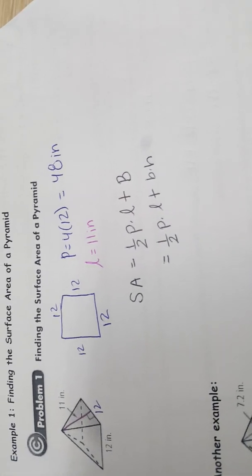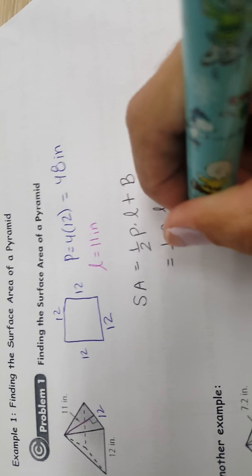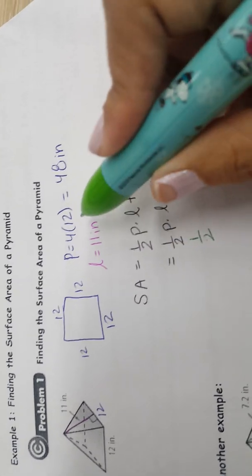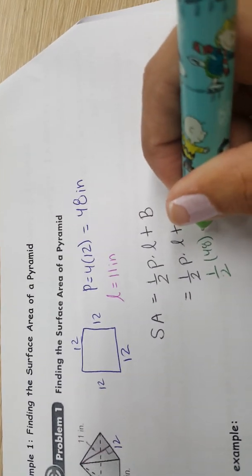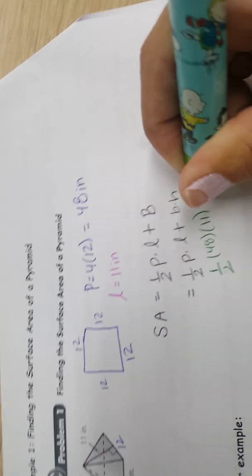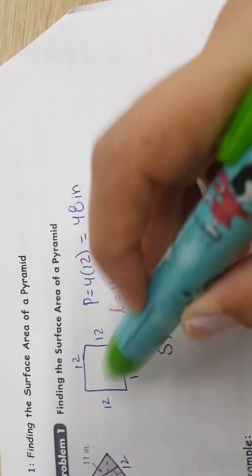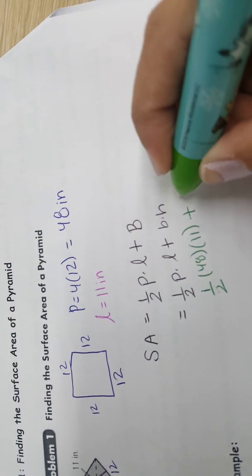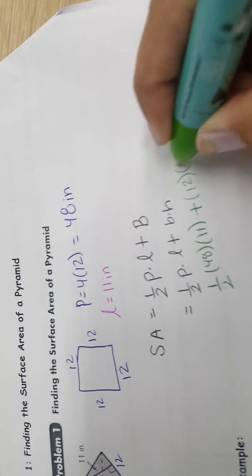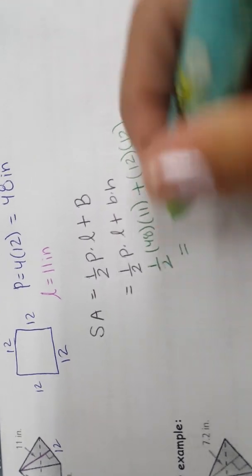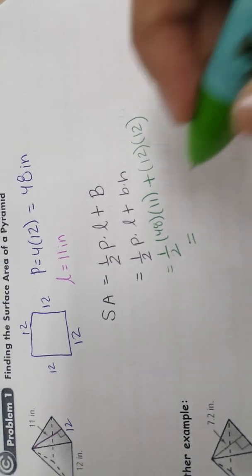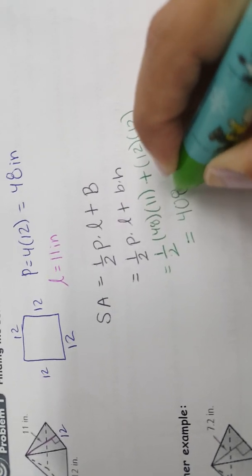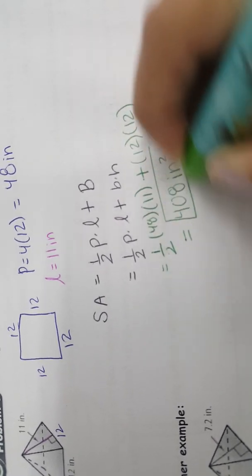Now let's substitute in the values. It's 1/2 the perimeter, which we found was 48, times the slant height, which was 11, plus the area of the square, which is base times height, so 12 times 12. You can plug it into your calculator, and you should end up with 408 inches squared.